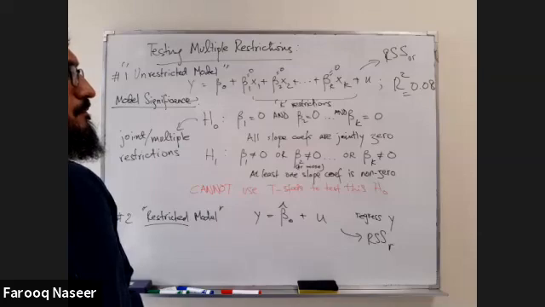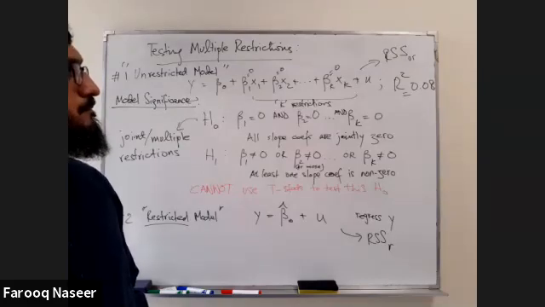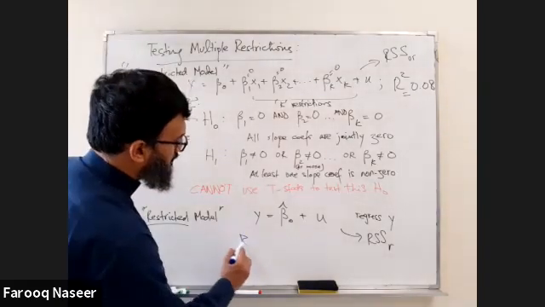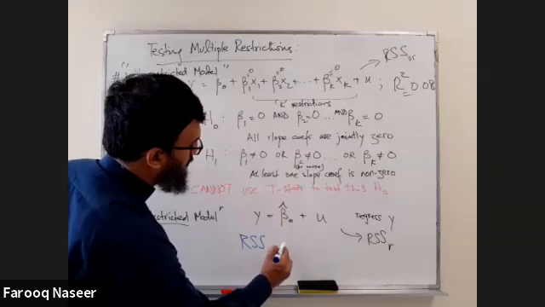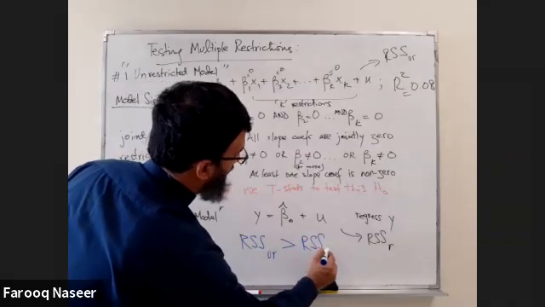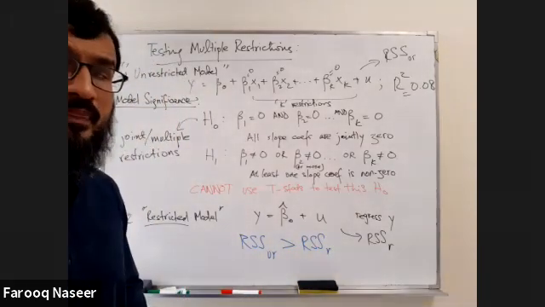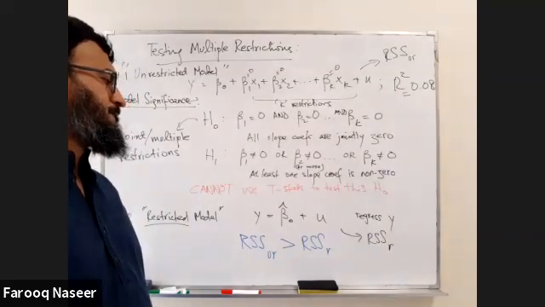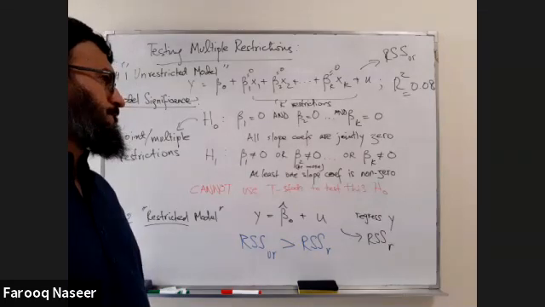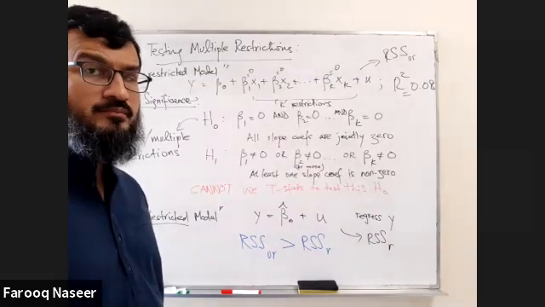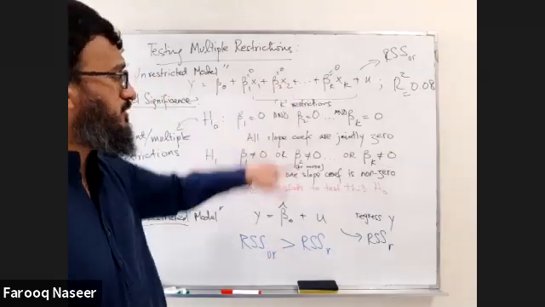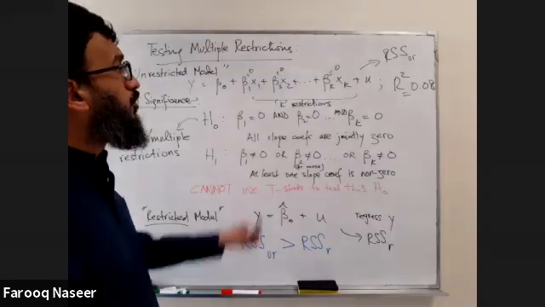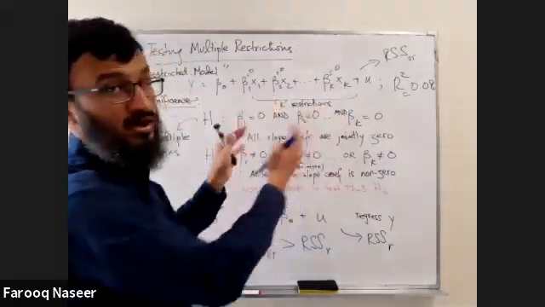Sir, unrestricted का larger नहीं होगा? RSS unrestricted will be greater than the RSS from the restricted model. Why? Because there are a lot more variables in there. In the error term? In which model? In the first model or the second? In the first one. Oh, there are a lot more variables in my model.